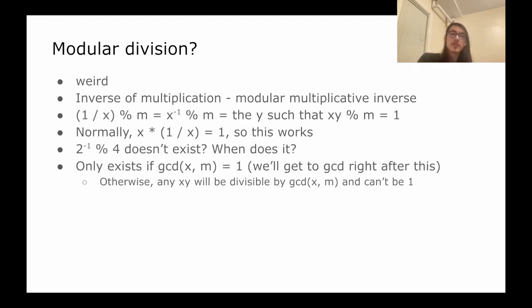Now I did mention division before. You can see the first line just says weird, and it is. And it might sort of require you to rethink what you think of as division. Because division is really just the inverse of multiplication. Like 5 times 1/5 is 1, right? So 1/5 is, by definition, the number that when you multiply it by 5, you get 1. So 1 over x, otherwise known as x to the negative 1, is the number y such that x times y is equal to 1 when modded by m.